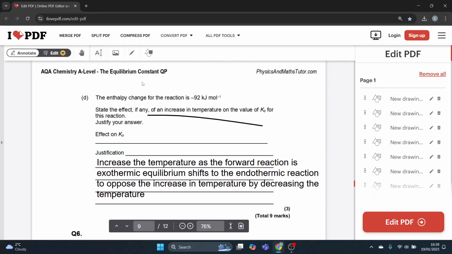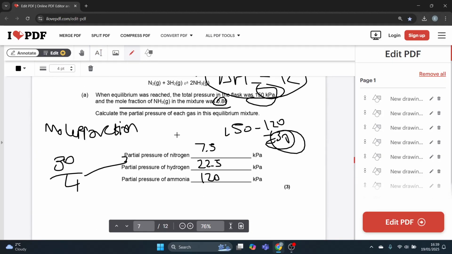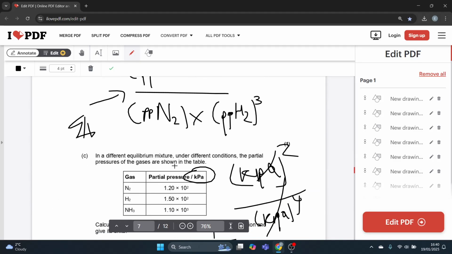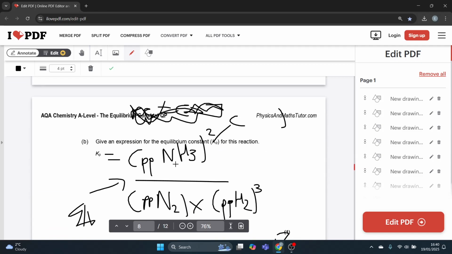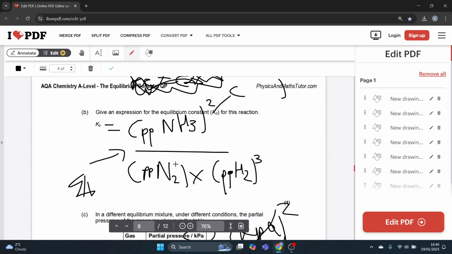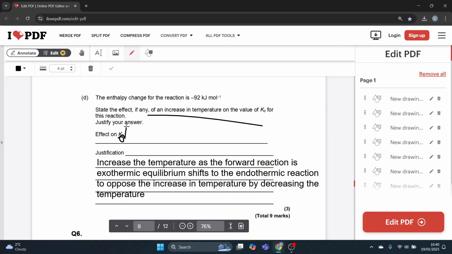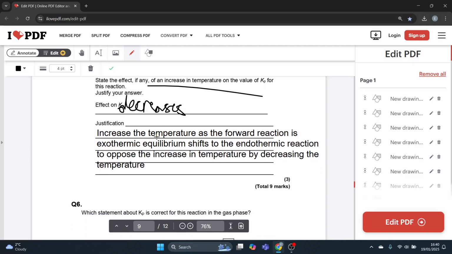I think that's enough. So what will happen to Kp? Well, therefore I'm going to have more reactants. So it's going to be products divided by reactants, Kp is partial pressure of ammonia squared divided by partial pressure of nitrogen times partial pressure of hydrogen cubed. But because I've got more of this, well then Kp is going to decrease. Got a smaller number. So it decreases, equilibrium shifts to the endothermic direction to oppose the increase in temperature. Perfect. Or you could say endothermic direction, left hand side, backwards direction.